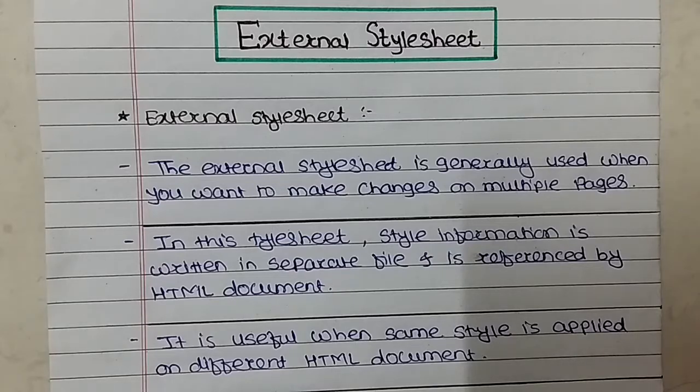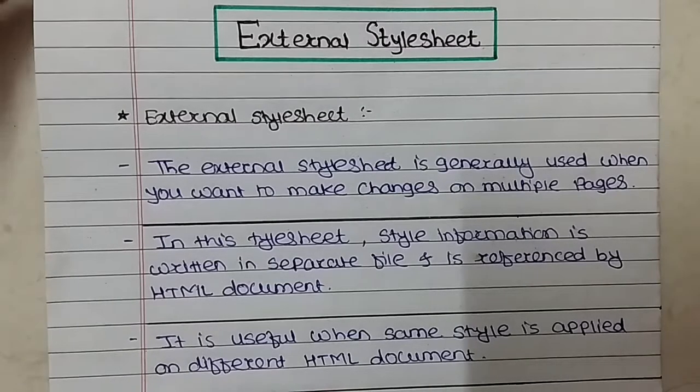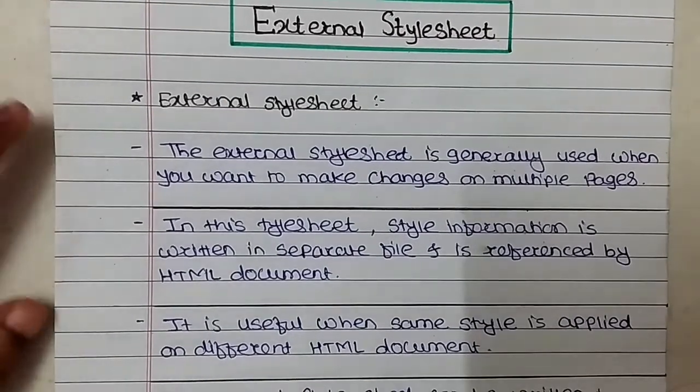External style sheet. This is the third type of style sheet. The first type is inline, the second is internal. We learned inline and internal style sheets in earlier videos. Now in this video we will learn about external style sheet. So what is meant by external style sheet here? First point is what?